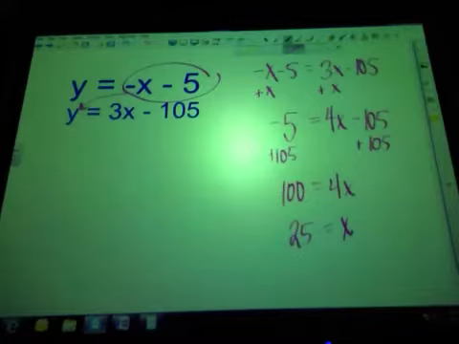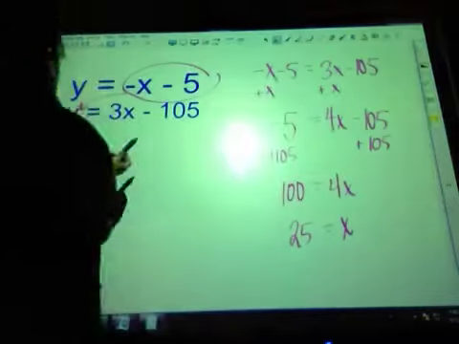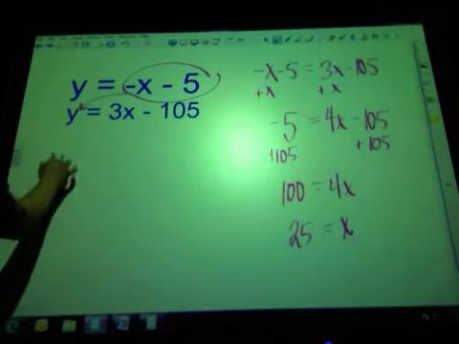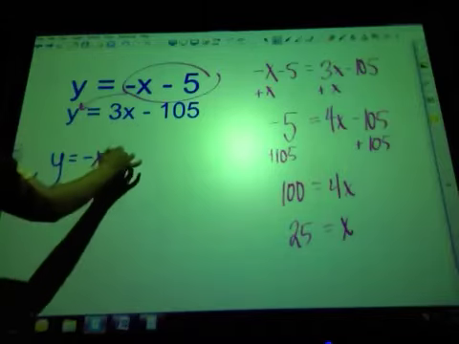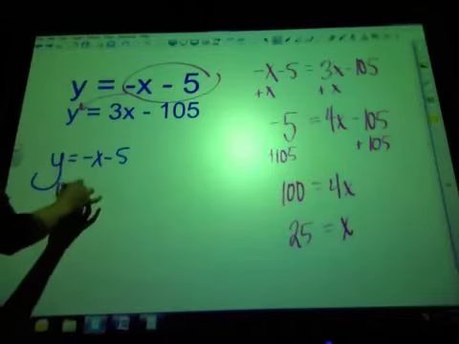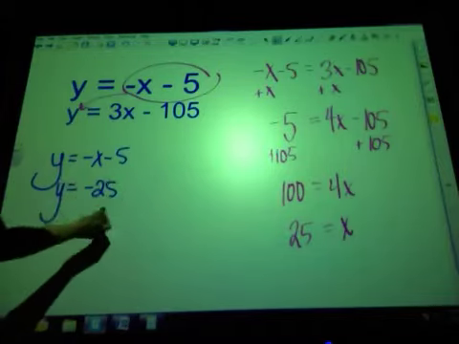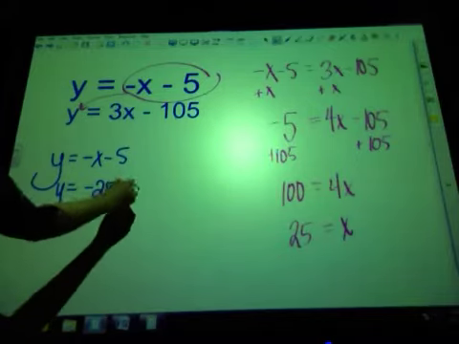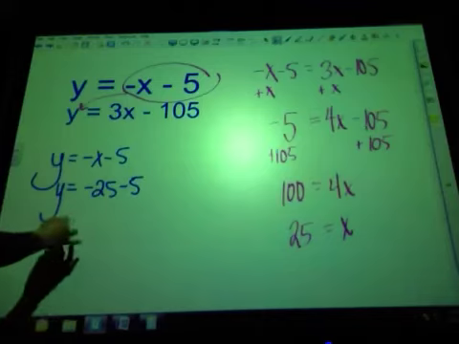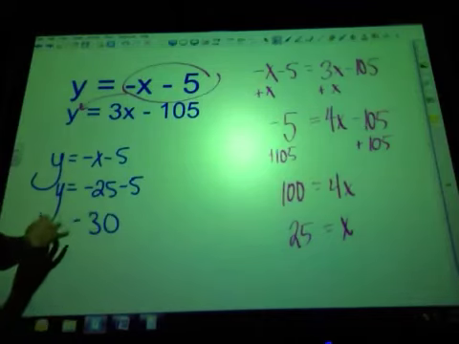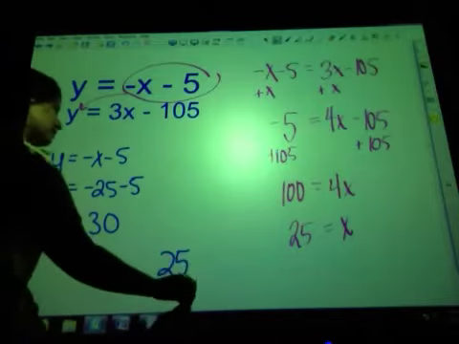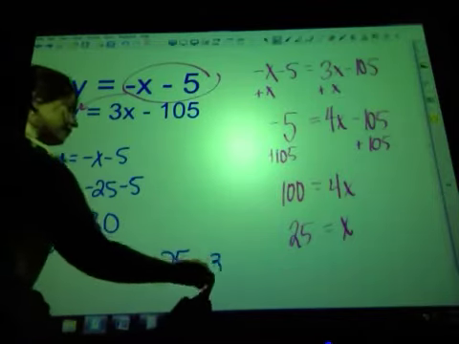So you can plug that back into one of your equations and solve for y. I'm going to choose the top one. So instead of y equals negative x minus 5, I'm going to do the opposite of x. The x that I had was 25, so this now becomes negative 25 minus 5. Negative 25 minus 5 is negative 30, so y is negative 30. So my coordinate where these two lines cross each other would be 25 for x and negative 30 for y.